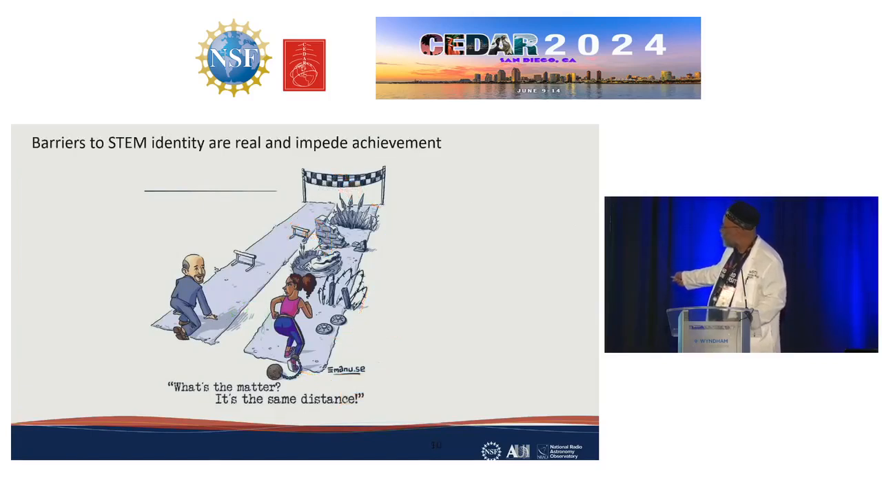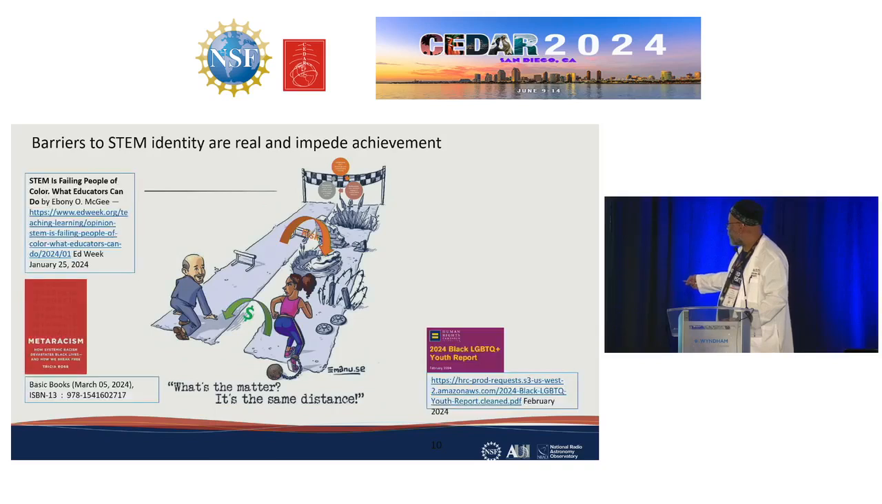All right, moving on. Barriers to STEM identities are real and impede achievement. I'm just starting to read this book. What she's calling meta-racism are the interlocking effects of all the things in this path, right?